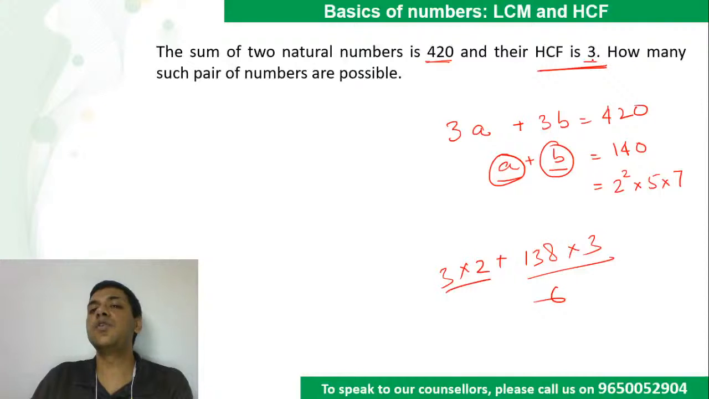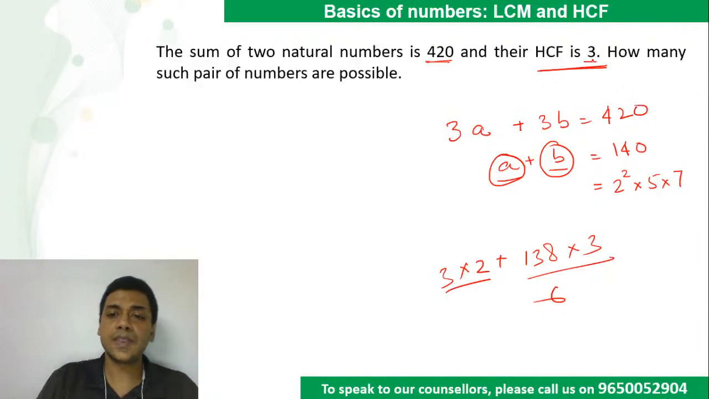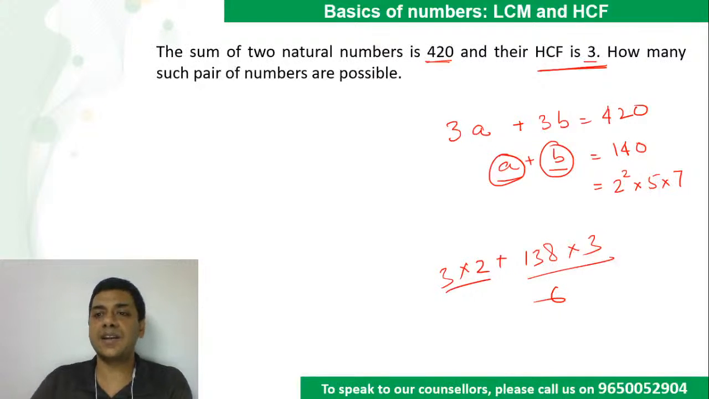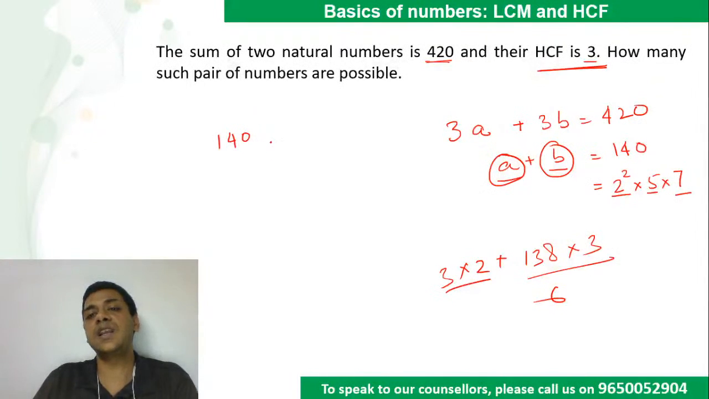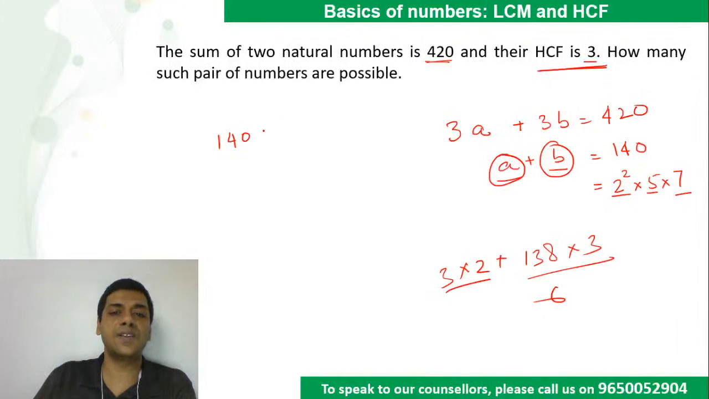So my prime condition will go for a toss, which means both A and B have to have no common factor. How is it possible that they do not have a common factor? That is possible if your numbers are neither a multiple of 2 nor a multiple of 5 nor a multiple of 7. Now, how many numbers less than 140 are neither a multiple of 2 nor of 5 nor of 7?